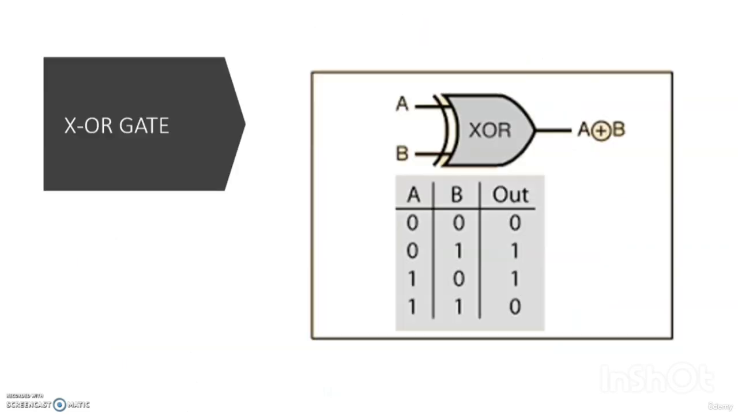Before seeing the VHDL code, what is actually an XOR gate? This is the symbol of an XOR gate. A and B are the two inputs, and you will be having A XOR B as the output. If you see the various combinations of A and B, for 0, 0 output is 0. 0, 1 output is 1. 1, 0 output is 1. And 1, 1 output is 0. So you are getting the output as 1 only when A is 0, B is 1, and A is 1, B is 0. Only for these two combinations, you will be getting an output of 1. Now, by keeping this in mind, we are going to write the VHDL code.